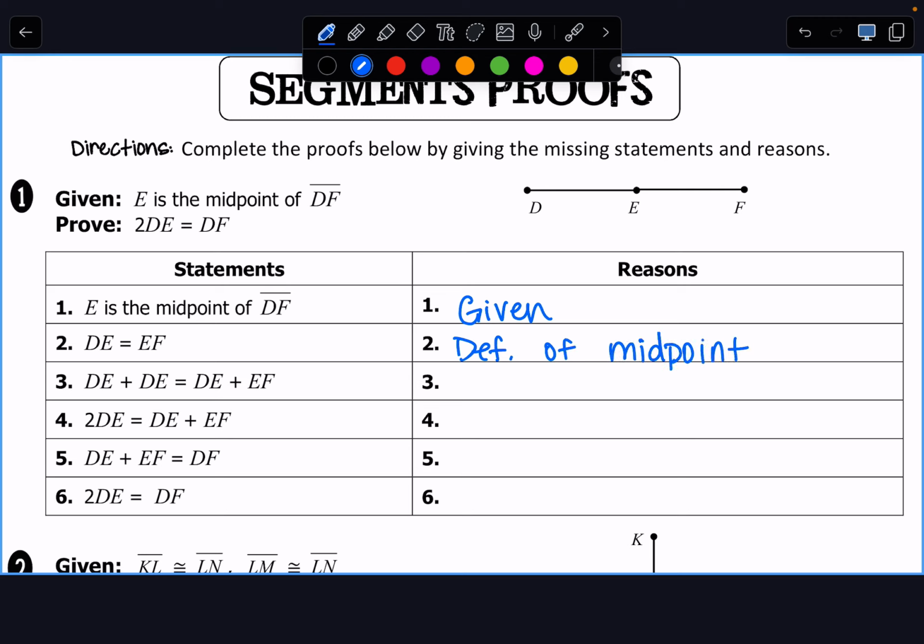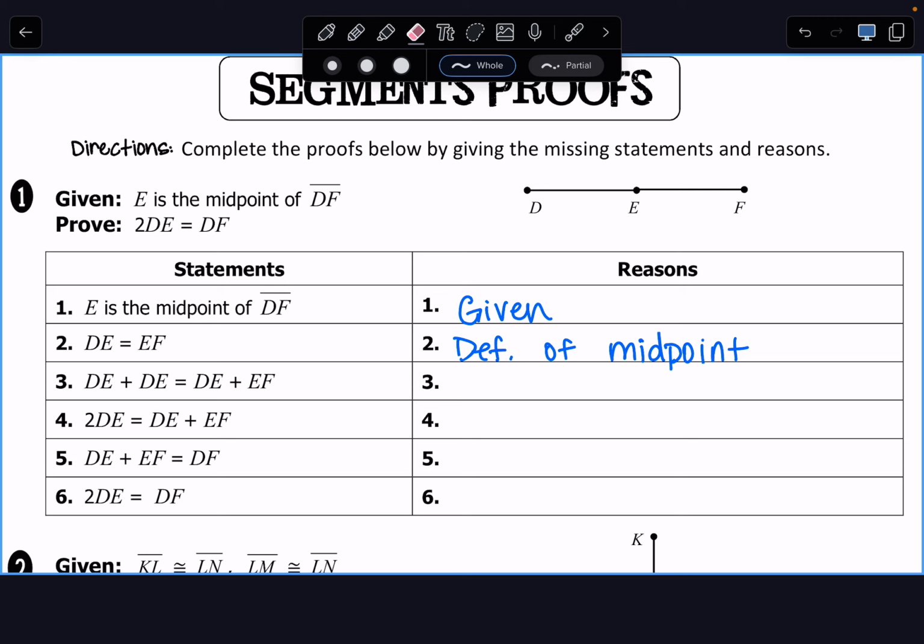Now, instead of writing the whole word definition, are you okay if I abbreviate to DEF? Can we do that on a test? I would absolutely be okay with that. But if you're somebody who likes to write out the whole word, you go for it.